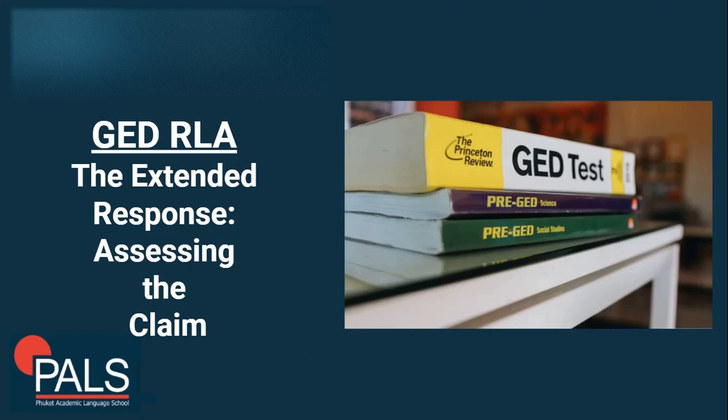Usually on your GED RLA test, it will be structured where you will find two sources with two different points of view regarding a certain topic. Now, this skill that I will be teaching is for you to check the claim of a particular source. What are the things that you should check for that particular source or for that particular article?